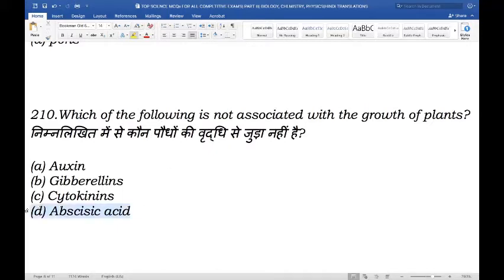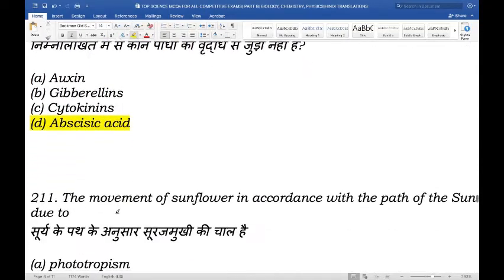D, abscisic acid. Abscisic acid is extremely important for the maturation and development of seed. So the overall seed dormancy is produced by this acid. Hence, this hormone is not related to the growth of plant directly, which is why out of these options, abscisic acid is not associated with the growth of plant.